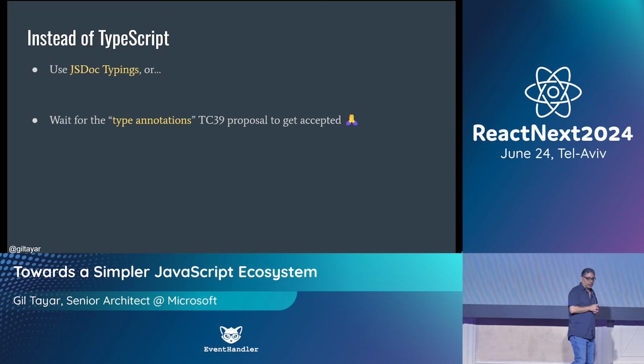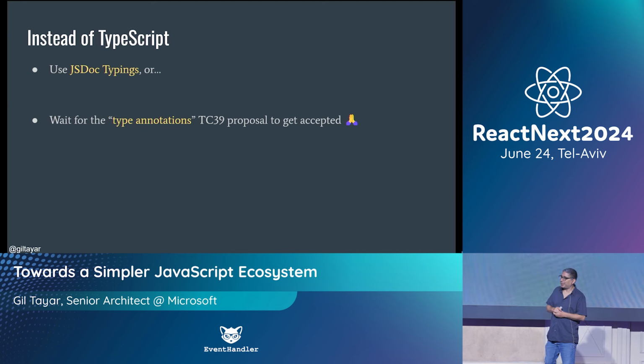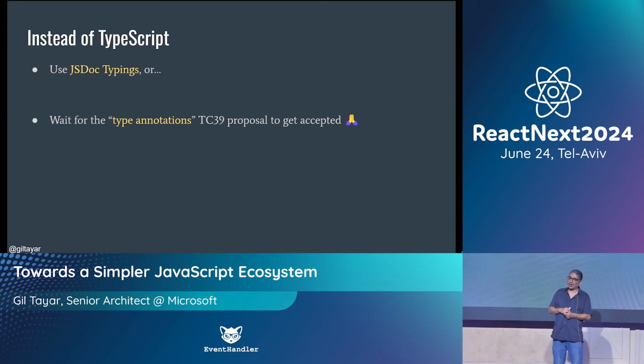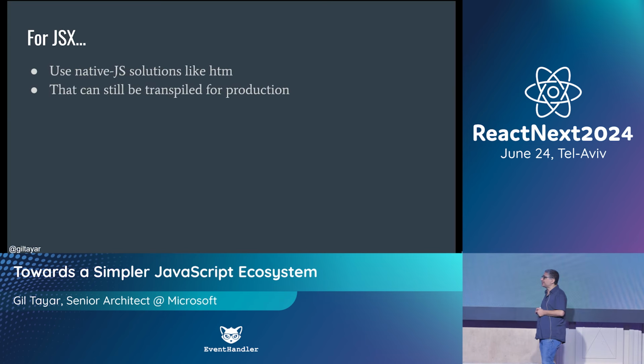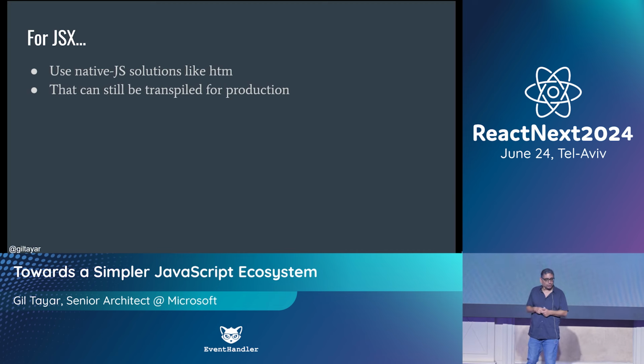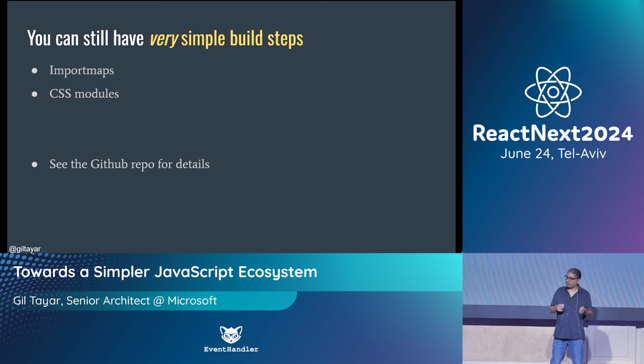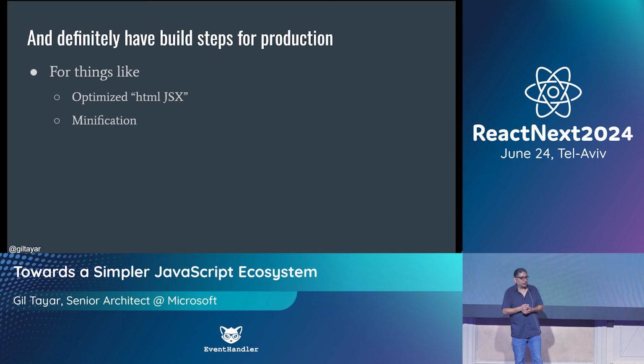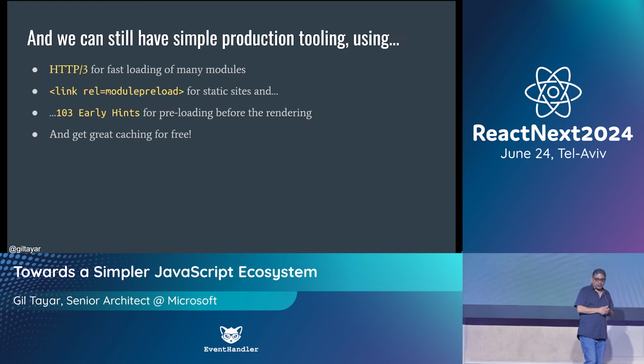Instead of TypeScript, you use JSDoc typings or wait for the type annotations proposal in 5 years to reach standardization, hopefully. For JSX, use native JS solutions like HTM that can still be transpiled for production, by the way. There's a Babel transpiler that takes those HTM and turns them into production-ready code. And you can still have very simple build steps. See my GitHub repo for details because I don't have the time. And definitely have build steps for production like optimizing JSX, minifying, which is crazy important.